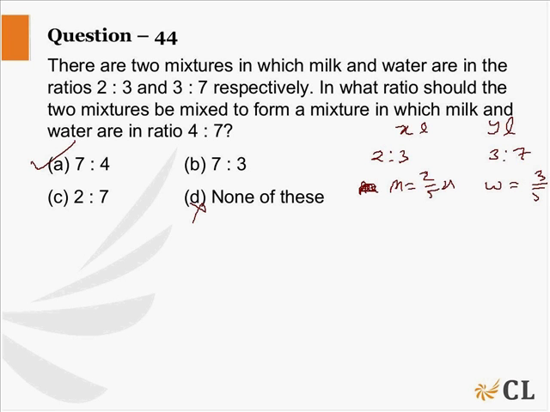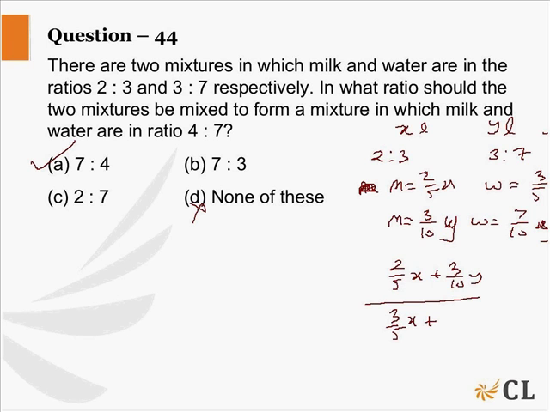Similarly, in the second one, milk is 3/10 of Y and water is 7/10 of Y. So the final milk, what I got, is 2/5 of X plus 3/10 of Y, and water is 3/5 of X plus 7/10 of Y. This should be equal to 4/7. This has to be given in the solution.